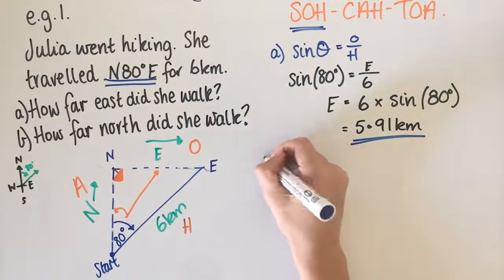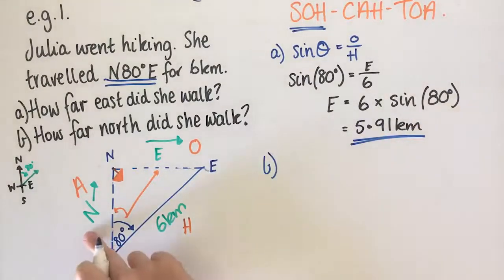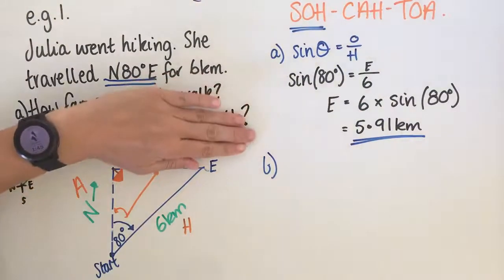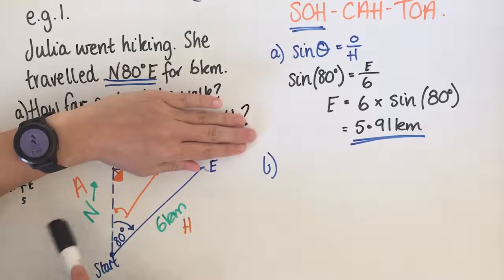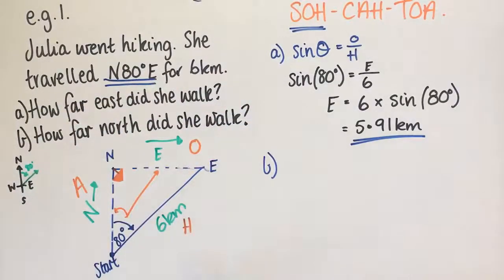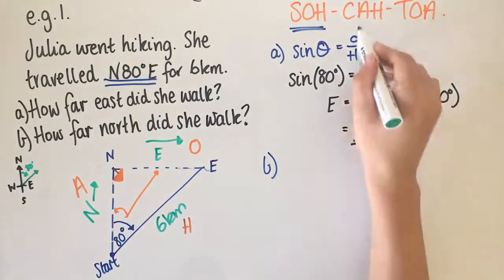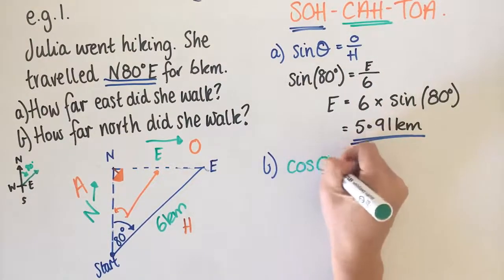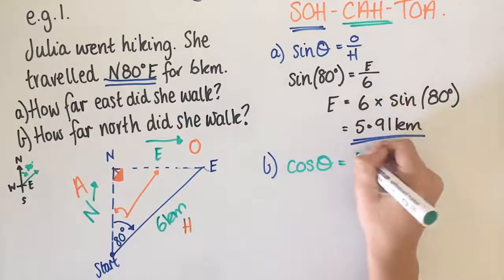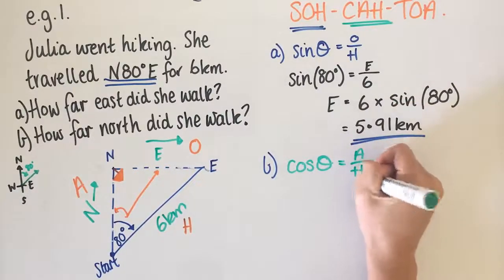Now I need to do part B. Now I'm trying to find this side. How far north did she walk? So I need to decide what ratio I need to use. I'm not using this top one. I'm using the H and the A. So if I'm using an H and an A, that means I'm using this one. We're going to use cos, A over H.